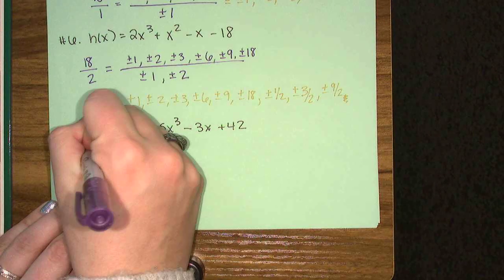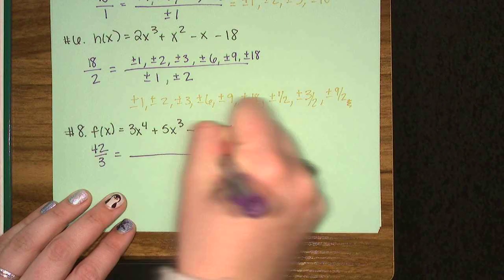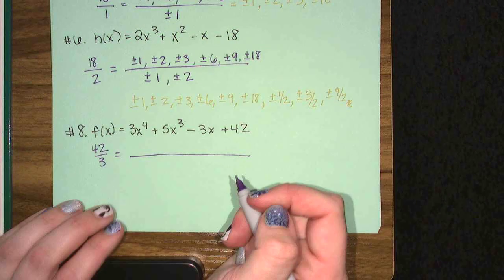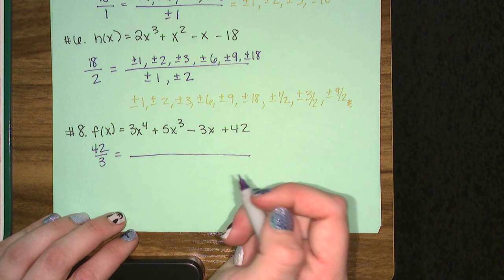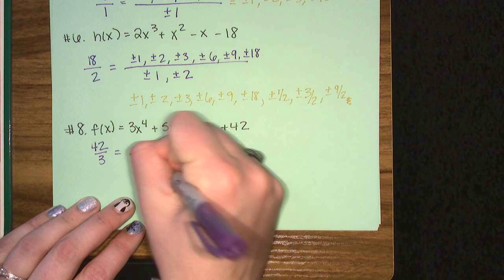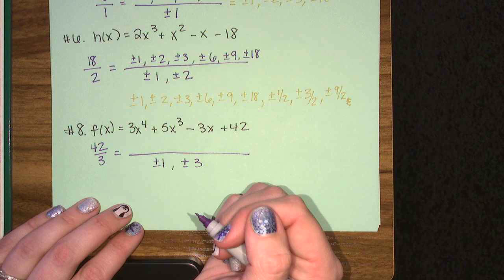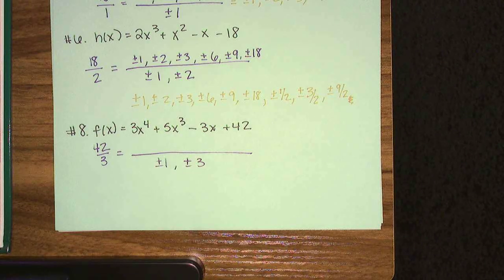So 42 over 3, first of all. It doesn't matter, I don't care either way. So on the bottom, 3 can factor into 1 and 3. If you want to start with the top or start with the bottom, I don't care. 3's easy, so I'm just writing those two to get them out of the way. Now at 42, you've got to find all possible ones.